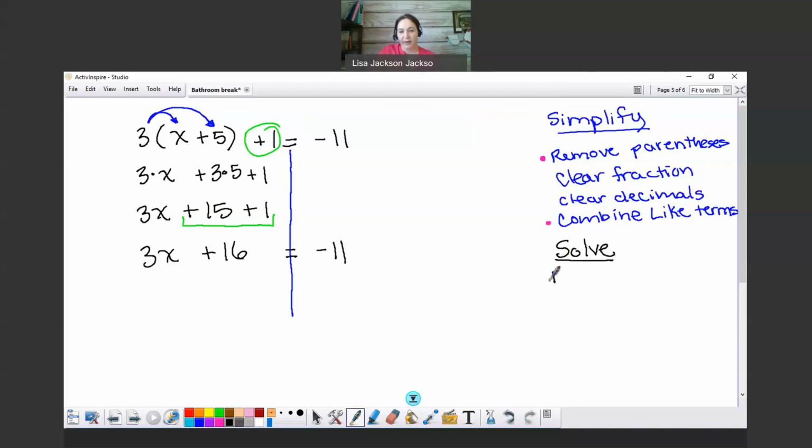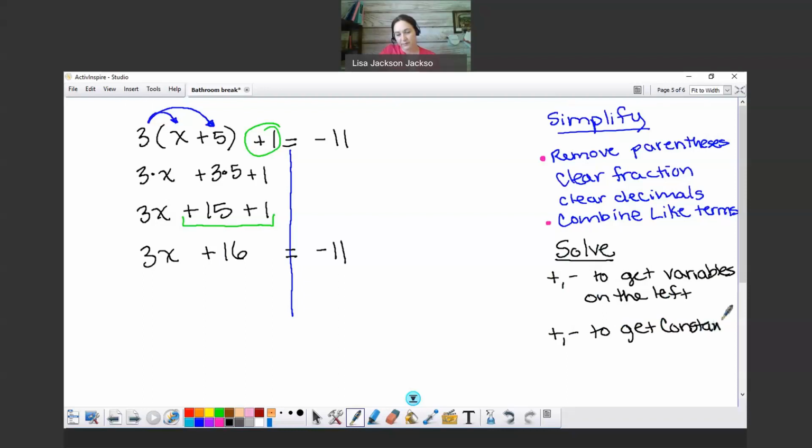Solve is add or subtract to get variables on the left of your equal sign, and add or subtract to get constants on the right. Remember, a variable is your x or y term. A constant is a term that does not have a variable.